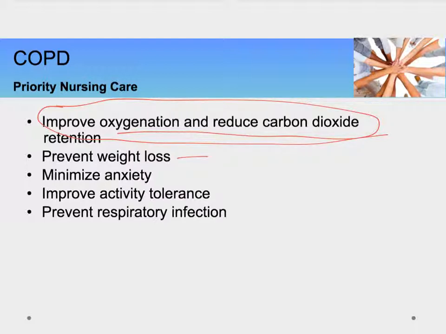A lot of times they have a lot of weight loss because of the work of breathing. It takes a lot of calories over time if someone is fighting and fighting and fighting to get themselves oxygenated, and it can increase their metabolism and require a lot of calories.